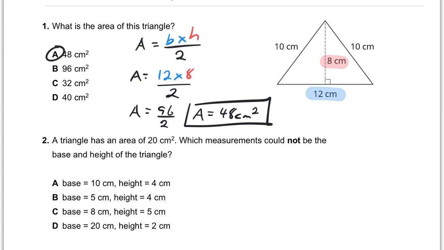Don't be fooled that just because they give you all of this extra information, that you need to use all of it, right? Make sure you know what you need to use and then use it wisely. For this, all we need is one base, one height, and that's all we need.